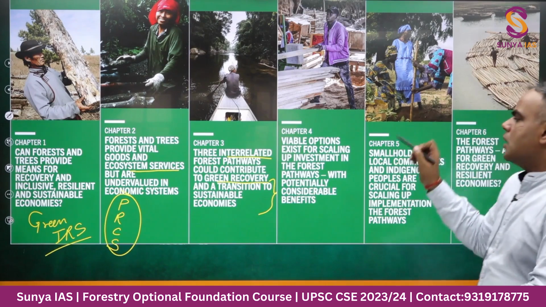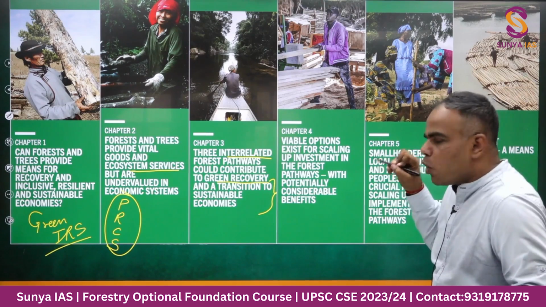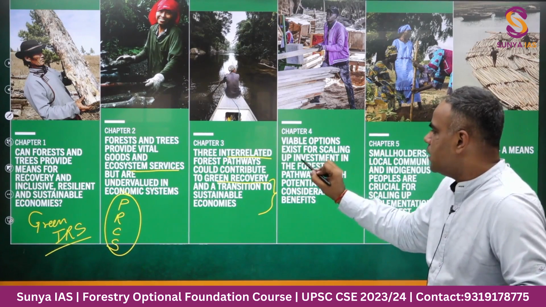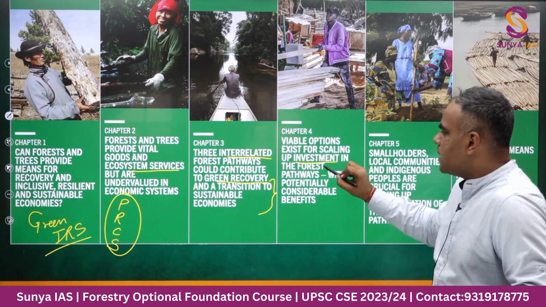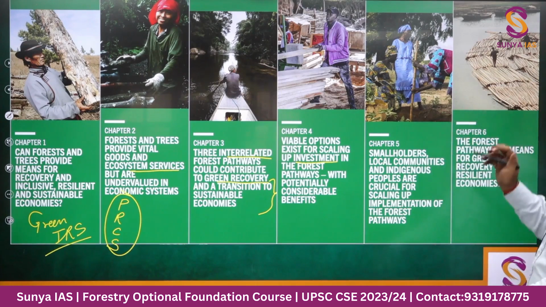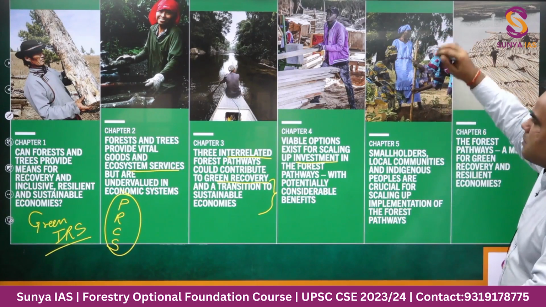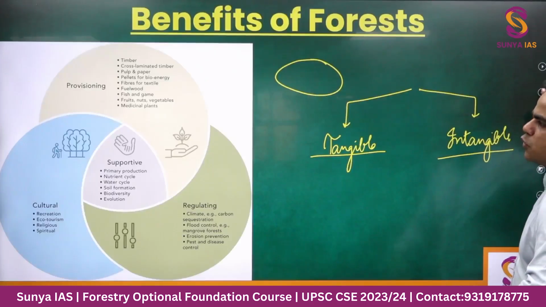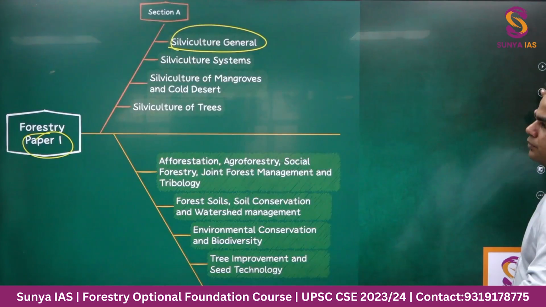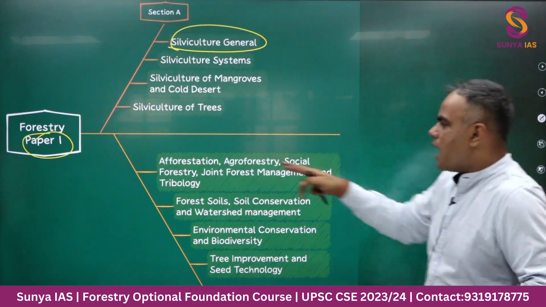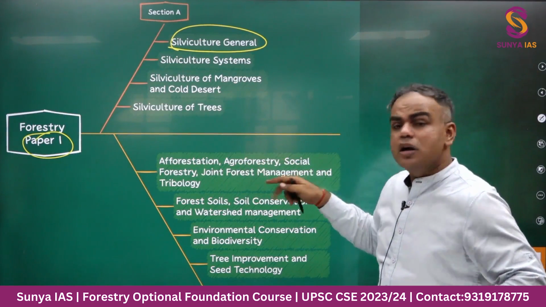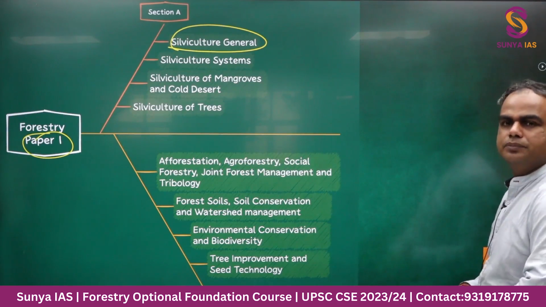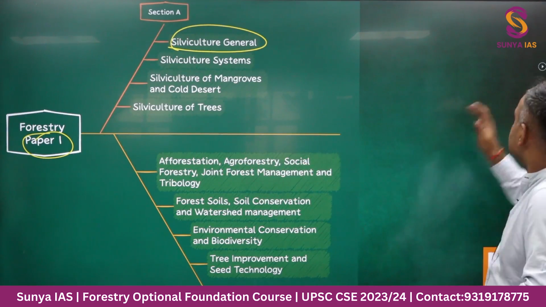Fine. Then one thing which always will be there, that we have to invest a lot in the forests. Okay, so one is the investment is needed. Fine. Now this part is also very important and by the way, all these 6 chapters will be very useful. Let's say when I talk about, in paper 1, afforestation, agroforestry, social forestry, joint forest management. Don't you think so? Tribology. So we will be using some relevant portions from here as well, right?